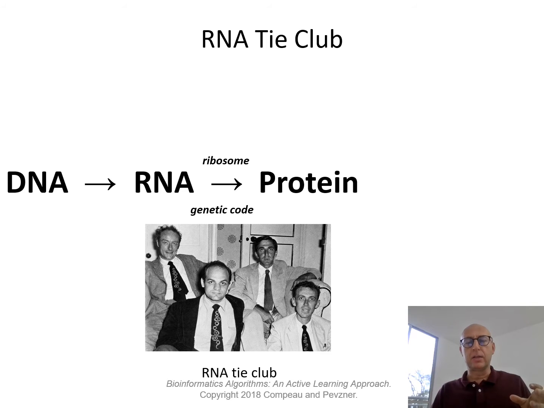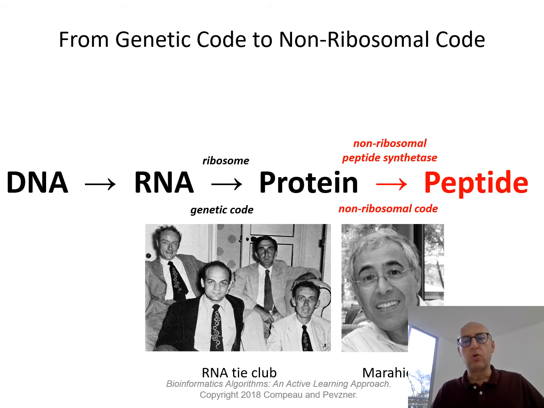The central dogma of molecular biology claims that we go from DNA to RNA. The RNA is translated into amino acids, and a chain of amino acids constitutes a protein. But we have non-ribosomal peptide synthetases that allow us to obtain peptides out of DNA.